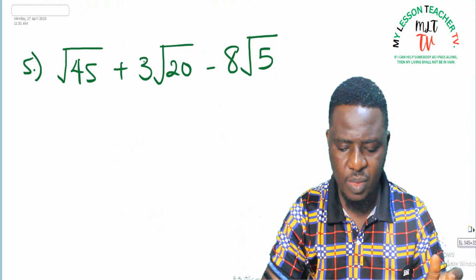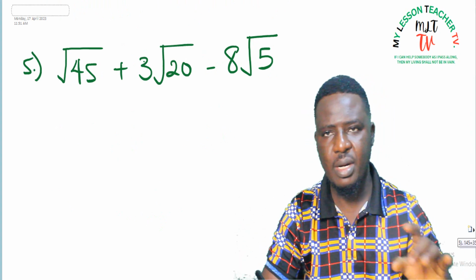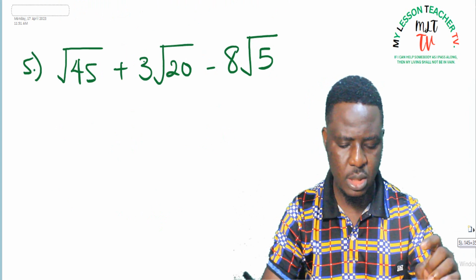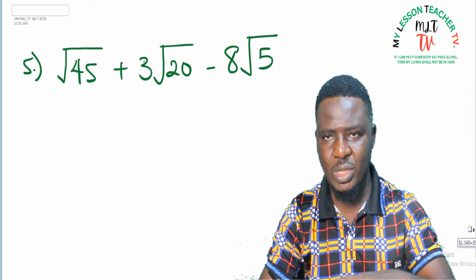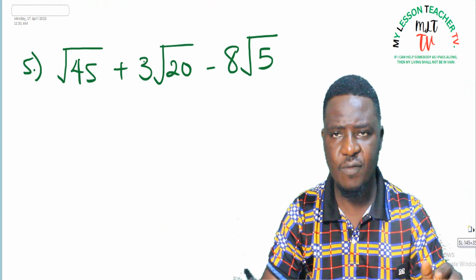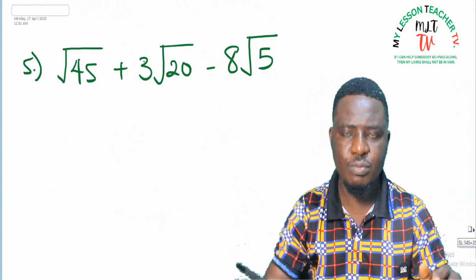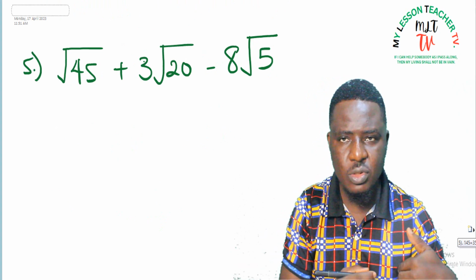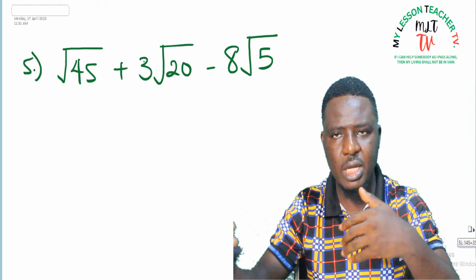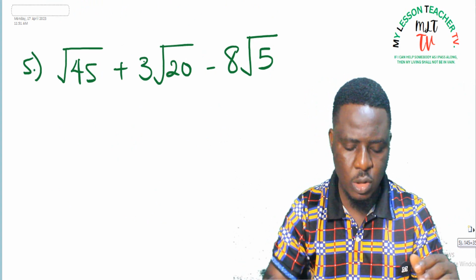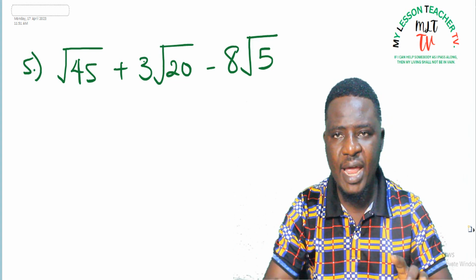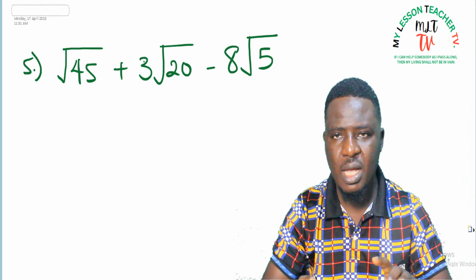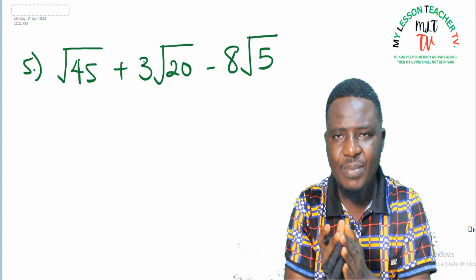Question 5. This gives us a 3-term expression that we should add and subtract. Root 45 plus 3 root 20 minus 8 root 5. Now, the higher you go, the tougher it becomes. We started with the simpler ones, and now we are going into the harder ones. So, we'll still follow the same procedure. Simplify each of them to their basic surd forms, and then collect those that are similar.